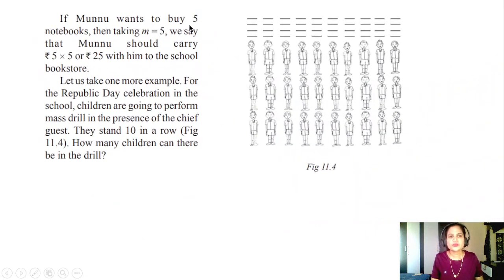If Manu wants to buy 5 notebooks, then taking m equal to 5, we say that Manu should carry 5 rupees into 5, which is 25 rupees, with him to the school bookstore. I already told you.